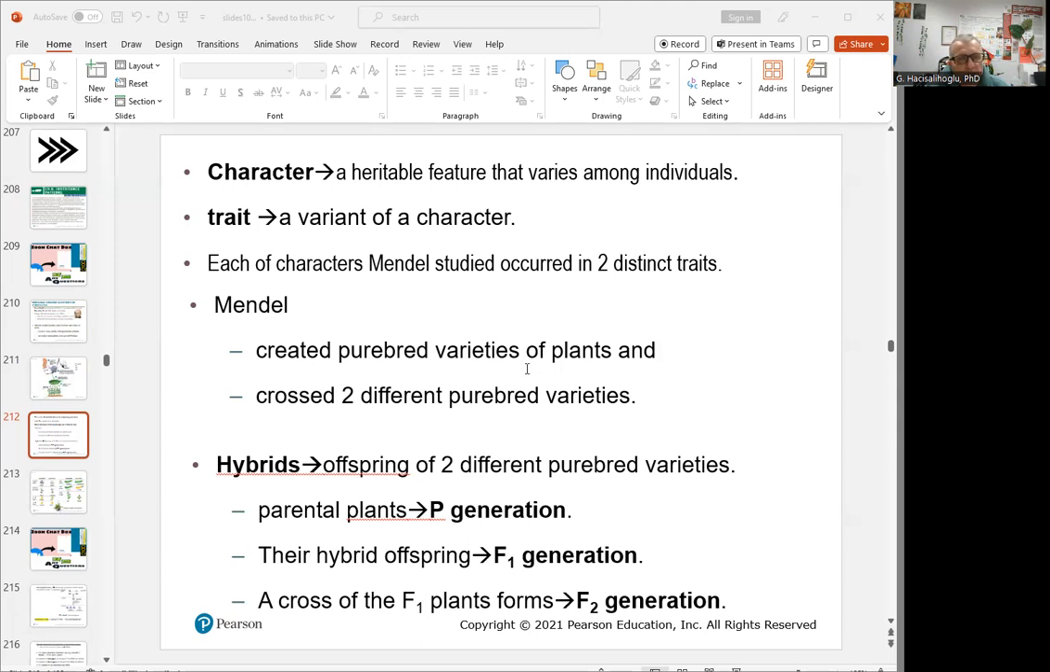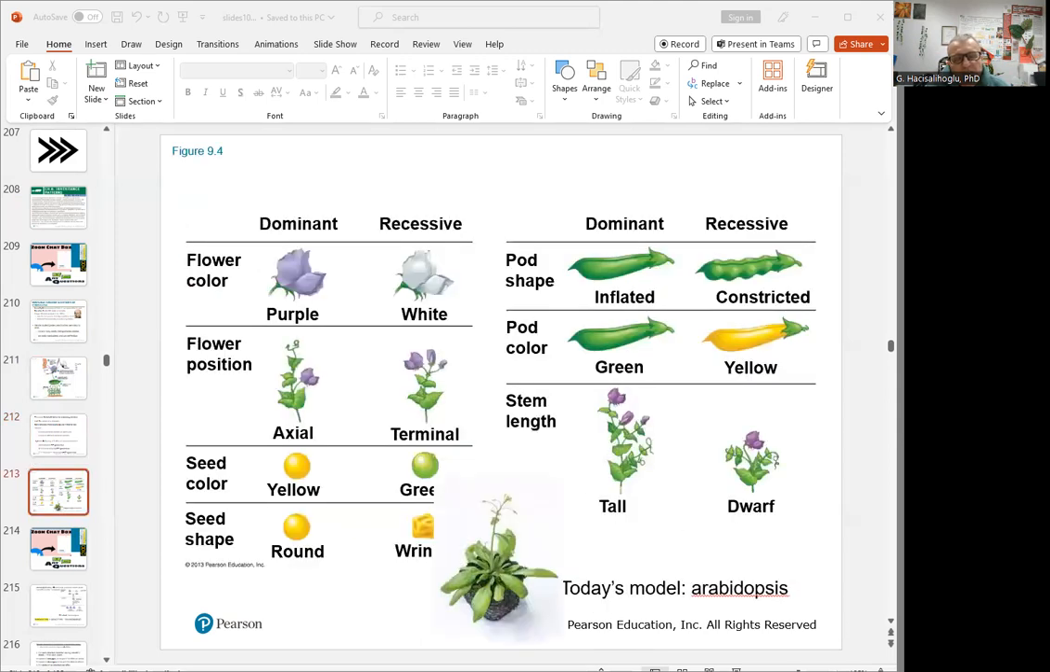So you can see here the 8,000 plants, and so many different variations in traits, like flower color, purple or white; flower position, axial or terminal; seed color, yellow or green; seed shape, round or wrinkled. It goes on like that. Today we have another plant called Arabidopsis, which is our model plant today, among some other model plants.